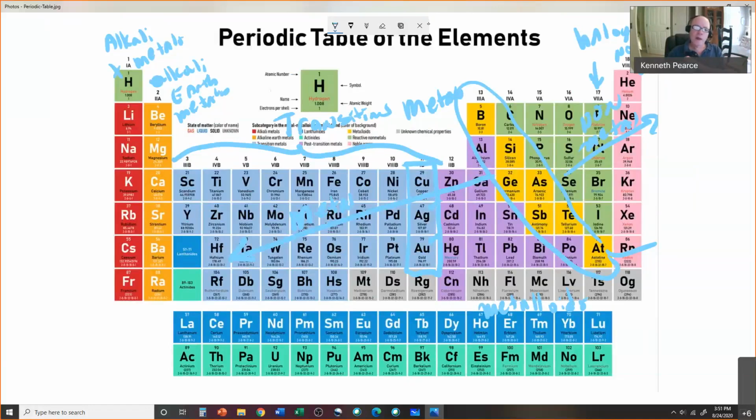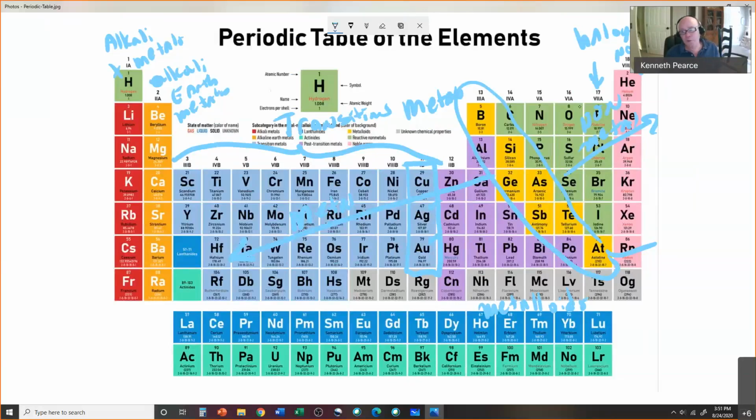And so now you need to know where the metals and nonmetals are, because when we get into naming, which we'll probably do on Wednesday, if you don't know where your metals are and your nonmetals are, it's going to be very difficult to do your naming. So you need to know where they are.